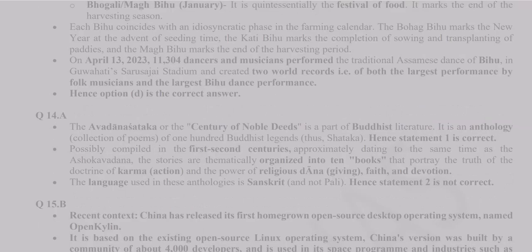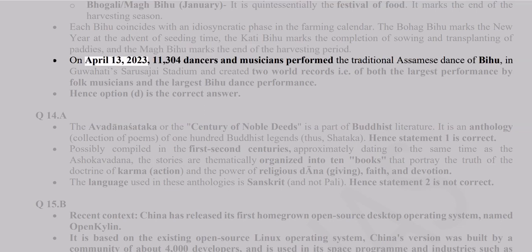Bhogali or Magh Bihu, January. It is quintessentially the festival of food. It marks the end of the harvesting season. Each Bihu coincides with an idiosyncratic phase in the farming calendar. The Bohag Bihu marks the new year at the advent of seeding time, the Kati Bihu marks the completion of sowing and transplanting of paddies, and the Magh Bihu marks the end of the harvesting period.